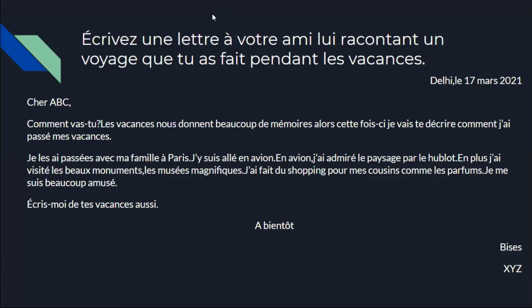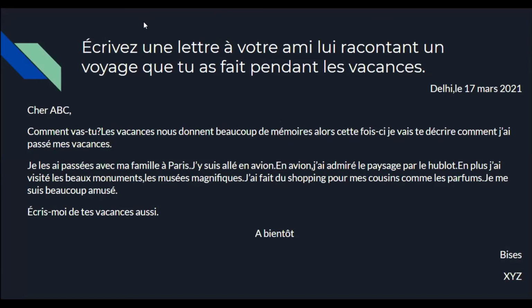Now, as per the format, we have written the place and the date on the right side. So Delhi, 17 March 2021. Now, on the left side, you have written cher ABC. Now, friends, one thing you should remember is that while giving board exams, you should not write real names and prefer to write ABC and XYZ in the names. Okay, so as I have written, as I told you, no line is to be left here and no line is to be left here also.